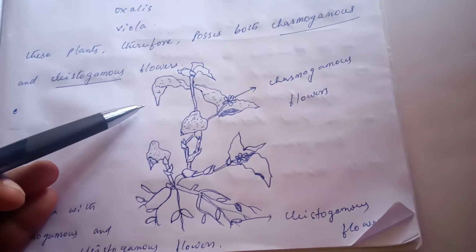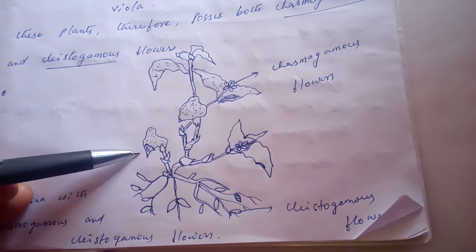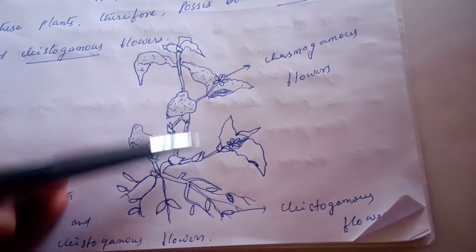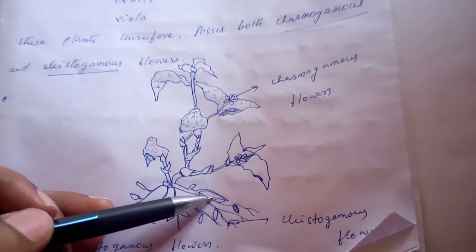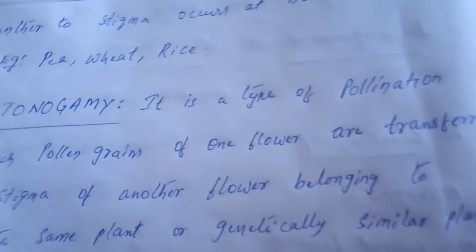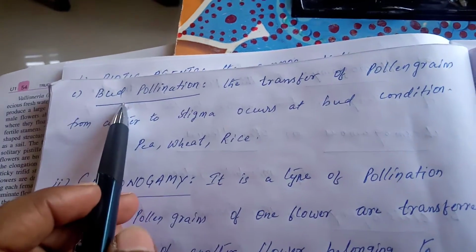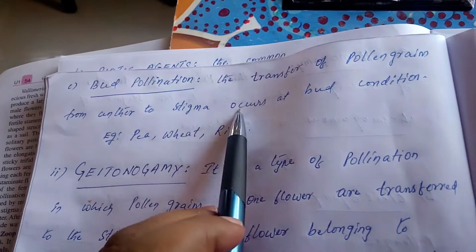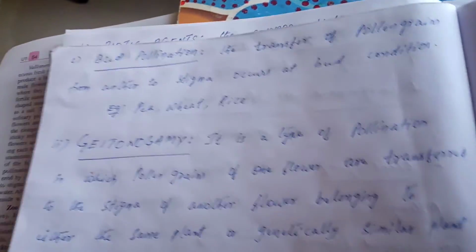And this is the diagram of Commelina bengalensis, and it has both closed flowers and open flowers. So these are the closed flowers and those are the open flowers. Closed flowers are underground and open flowers are aerial. And the third condition is called bud pollination. In this type, the transfer of pollen grain from anther to stigma usually occurs at the bud condition. Example, pea, wheat, and rice.